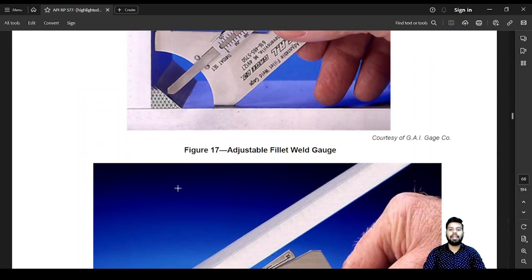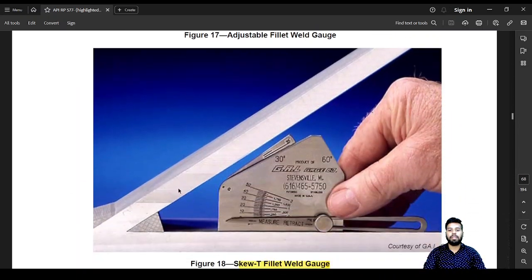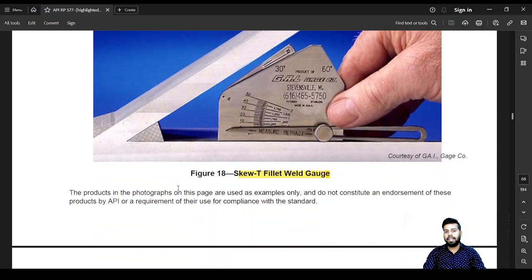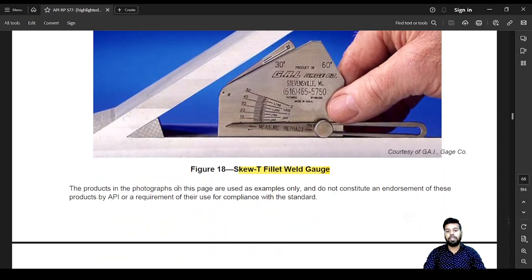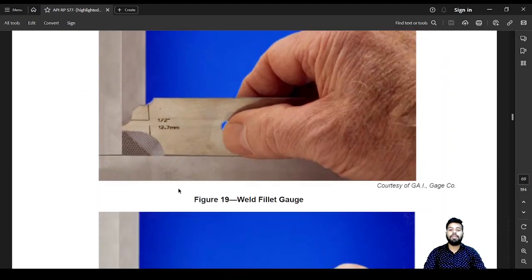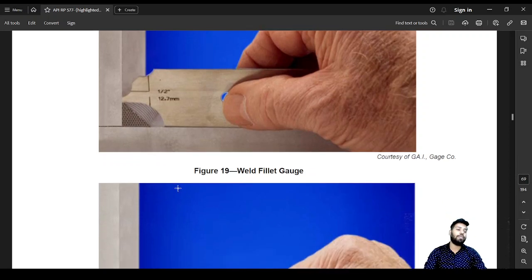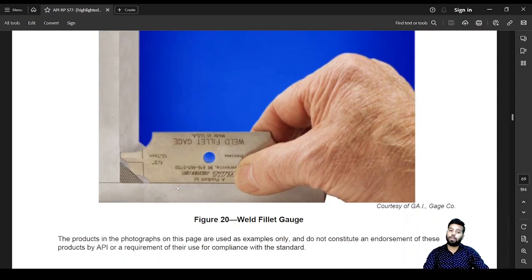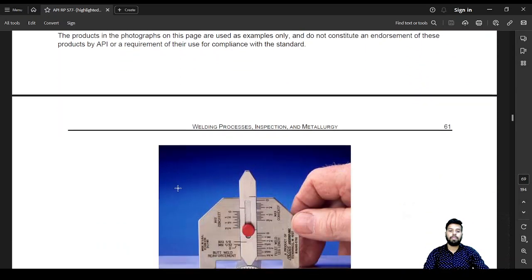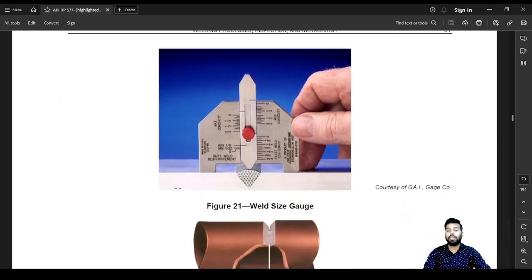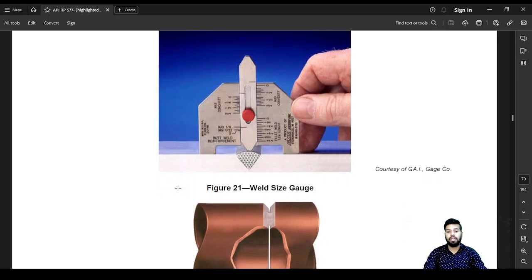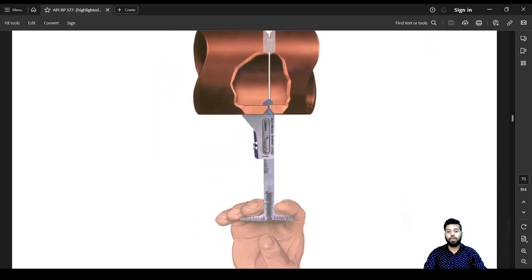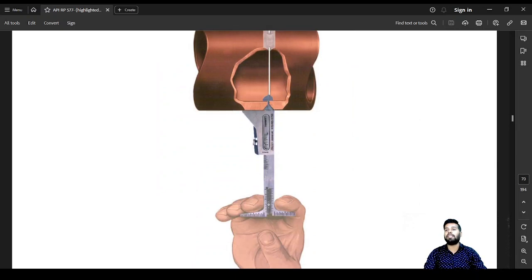So this is an adjustable fillet gauge. This is a skew T fillet gauge, generally used for TKY joints. This is a fillet weld gauge, generally only going to be used for fillet welds, that is T joints. This is also a fillet weld gauge. This is a palmgren gauge, also known as a weld size gauge. This can tell you about the throat size of the fillet weld, and it can also tell you about weld reinforcements. This is a high-low gauge, generally used for identifying mismatches between two matching interfaces.